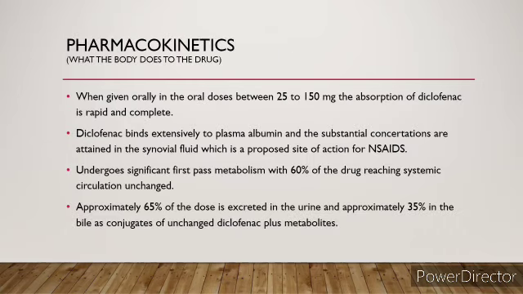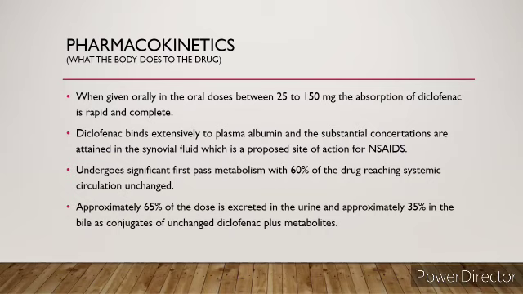Then the pharmacokinetics, what the body does to the drug. When we give it per mouth, or orally, at a dose between 25 to 150, diclofenac is rapidly absorbed. Then the distribution: it binds to plasma albumin, and the highest concentrations are found in the synovial fluid. The peak plasma concentration is achieved at 10 to 40 minutes.